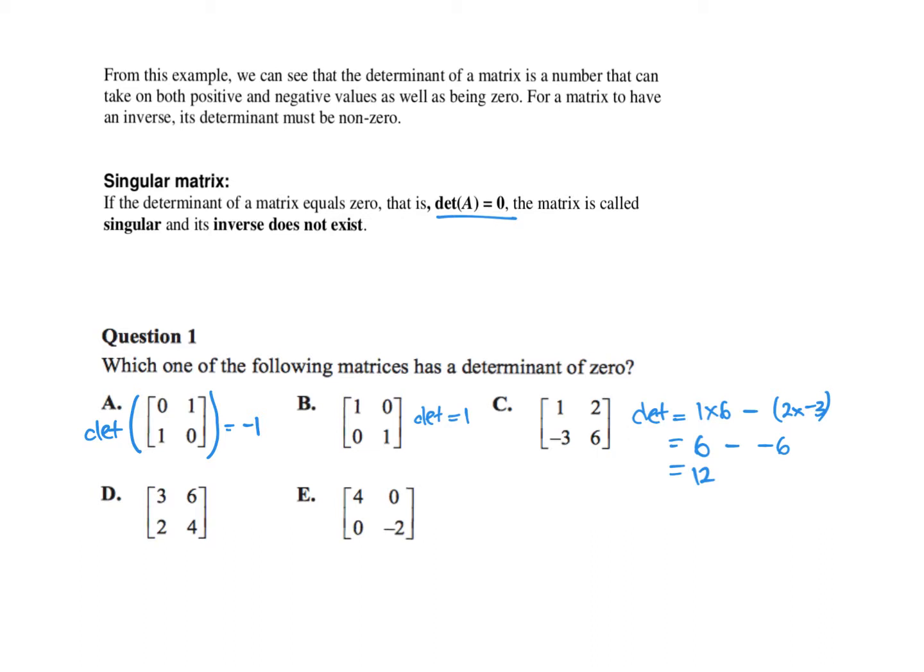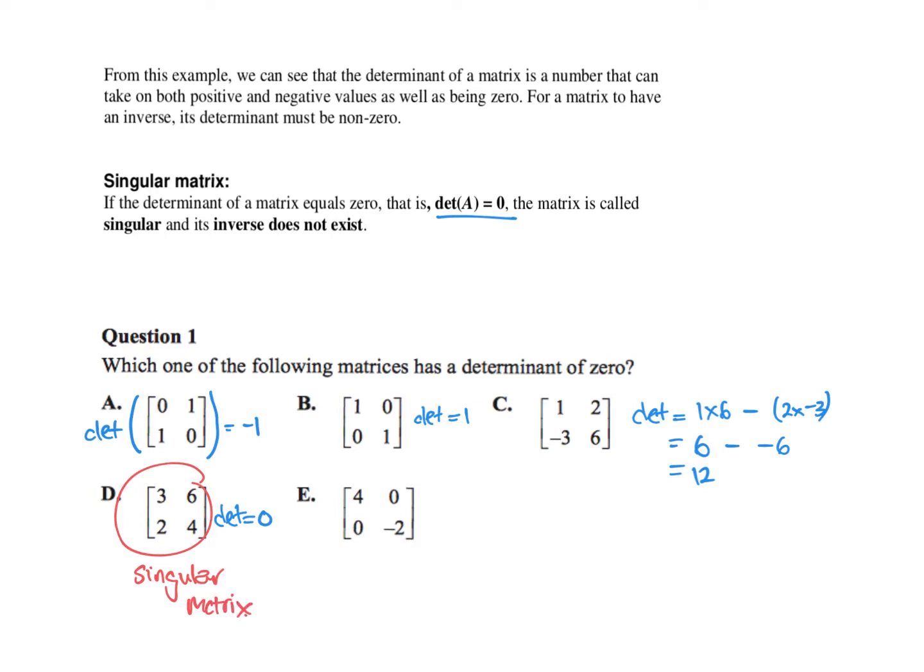This one would be 12 minus 12, so this one's determinant equals 0. So we know this is a singular matrix, if I could spell. So this one's a singular matrix.